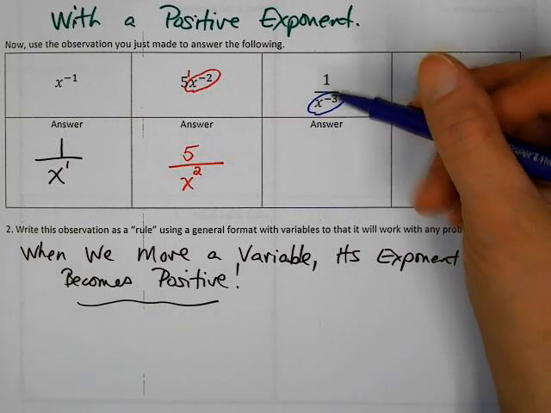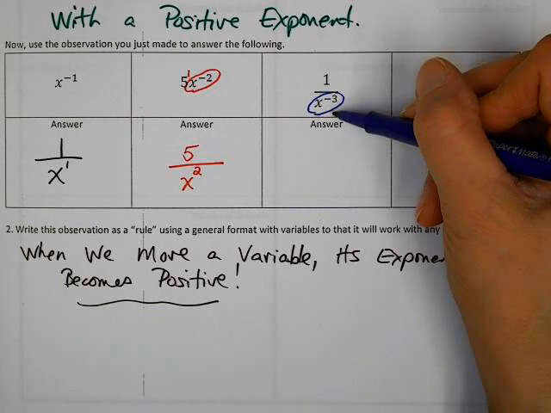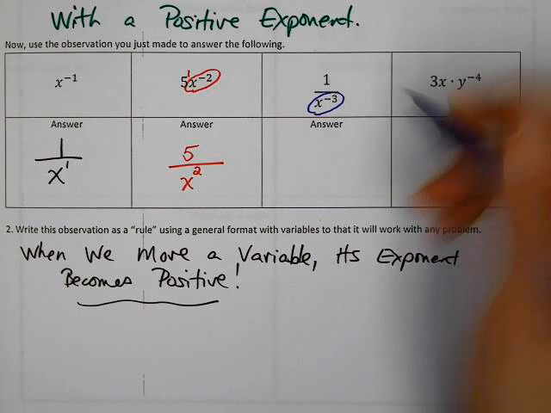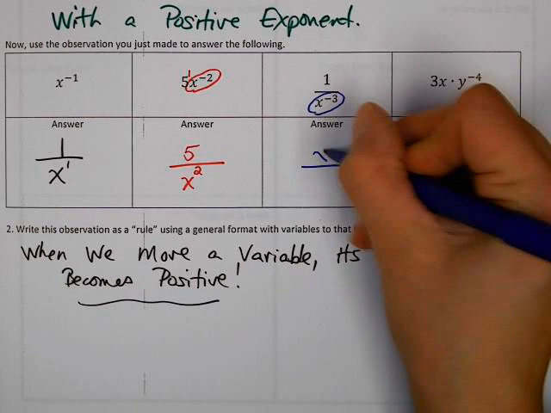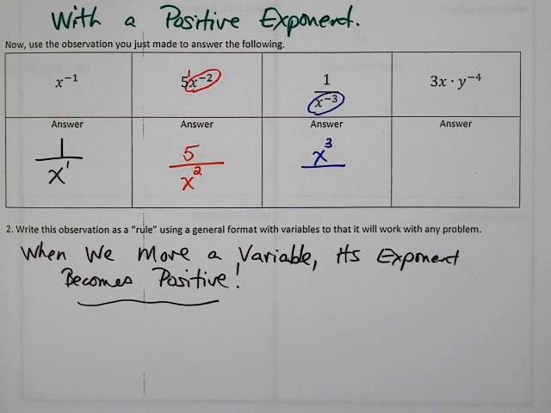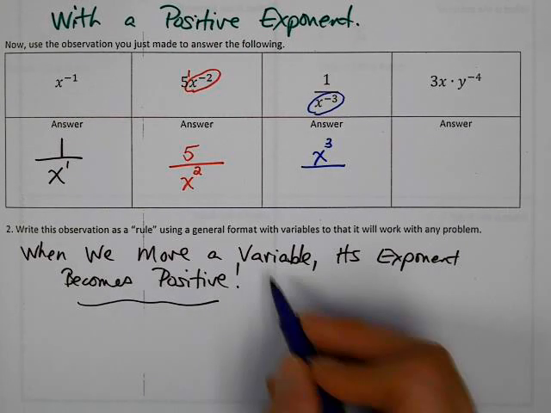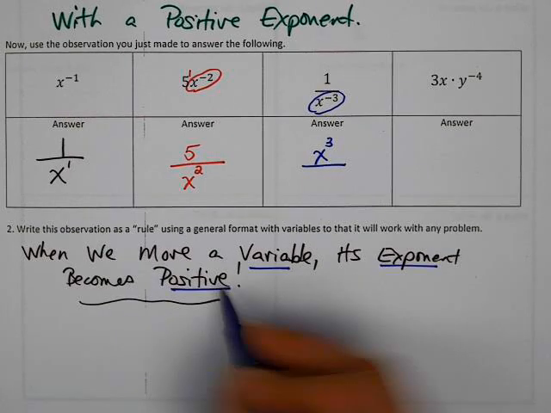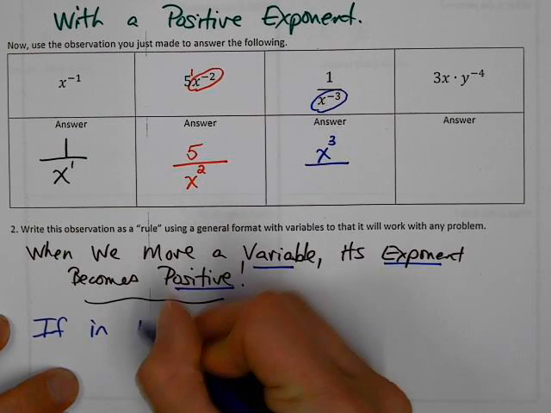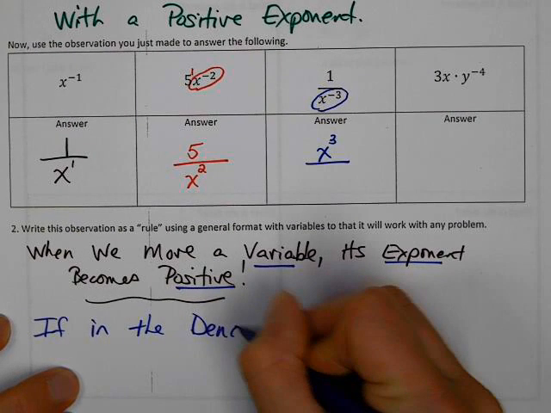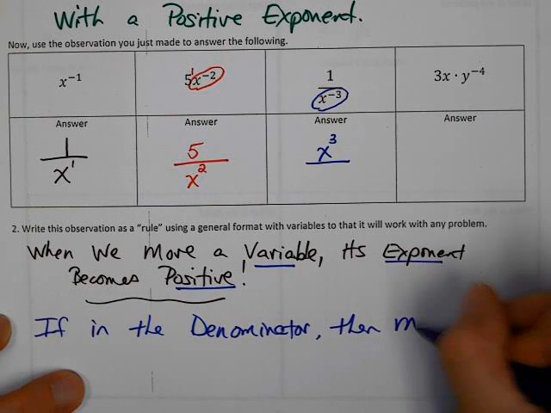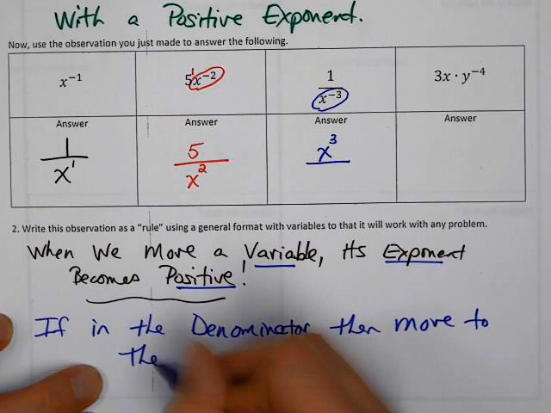Hey, I got an idea. If they're already downstairs, we're going to move them upstairs. X, you get to be upgraded. You get to go in the numerator. So x goes upstairs, and his power is a +3. When we move a variable, the exponent becomes positive. If you're in the denominator, then move to the numerator.